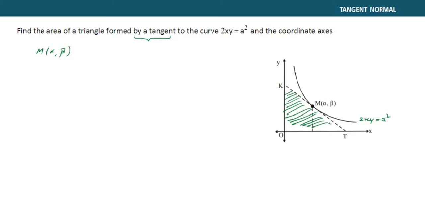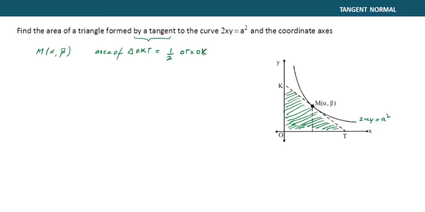You are asked to find the area of this particular triangle. Get it? Okay, so how do we do that? Obviously, the area of the triangle here. So the target is to find the area of triangle, let's say OKT, in this particular diagram. So we need half OT into OK.